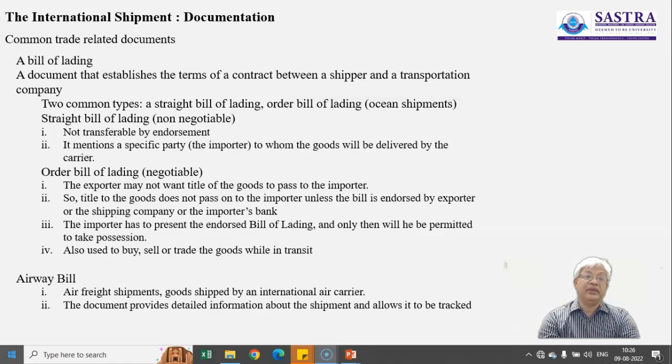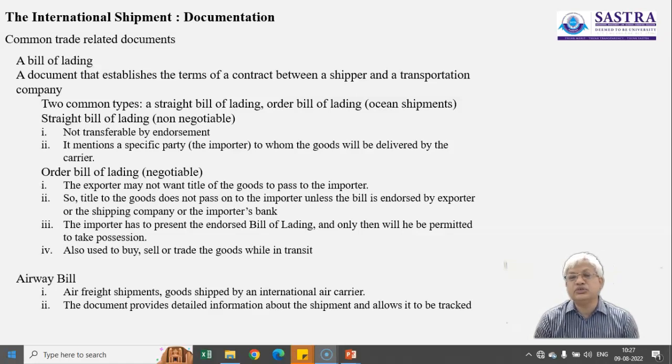So, a bill of lading is a document that establishes the terms of a contract between a shipper and a transportation company. That's very important here. Here we don't bring in the buyer, we bring in the transportation company. So, there are two common types of bill of lading. One is a straight bill of lading, the other is an order bill of lading. What is a straight bill of lading? A straight bill of lading is non-negotiable.